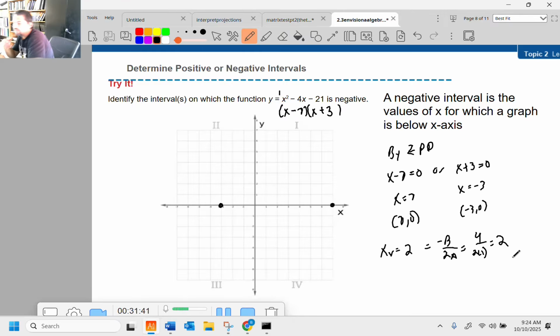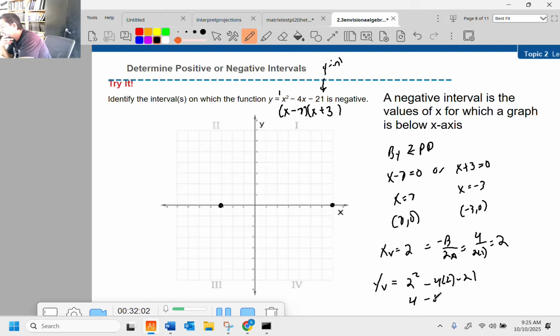The y-coordinate of the vertex probably will not fit on this graph because the y-intercept, this, by the way, is the y-intercept. It's at negative 21. But let's go ahead and find it anyways. The y-vertex is going to be the result of plugging in a 2. And it's going to be off the grid. I mean, that's 4 minus 8 minus 21. So that's 4 minus 29, right? Which I think is negative 25. But the lineup process is there.